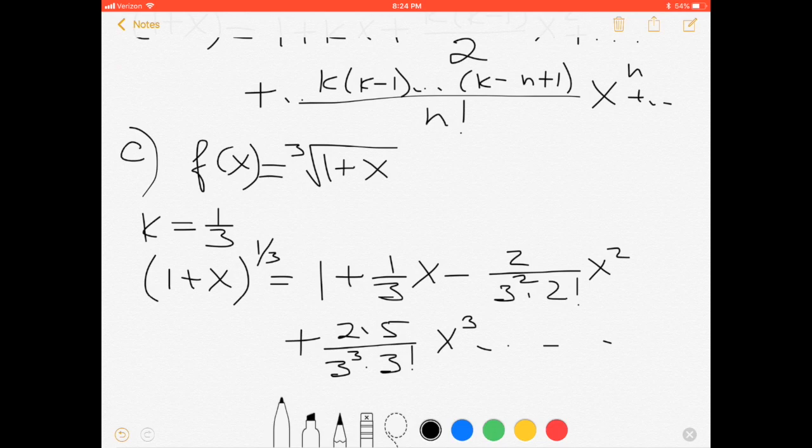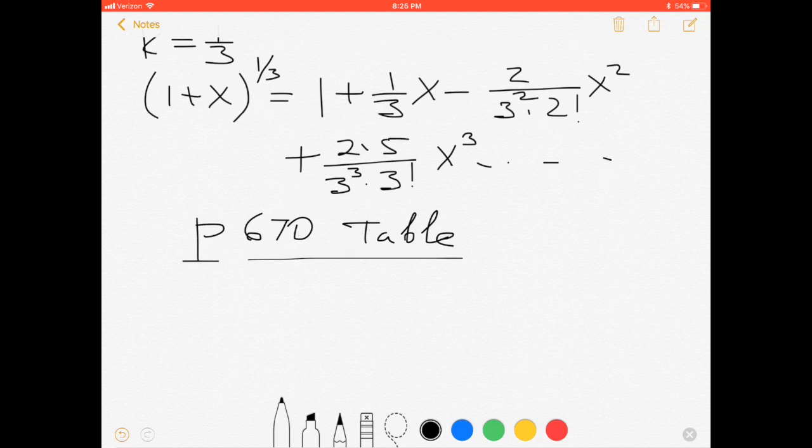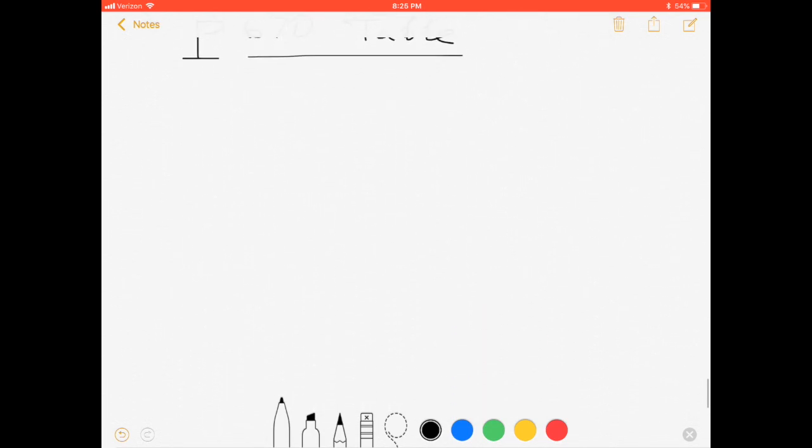if you want. In the book, page 670, you have a table for Maclaurin or Taylor polynomials. It depends what kind of function you have here. It's a very useful table, and we can use it when we're solving problems. Okay.